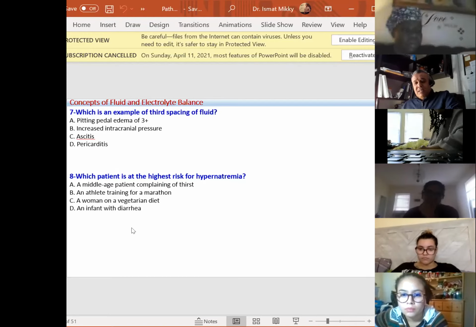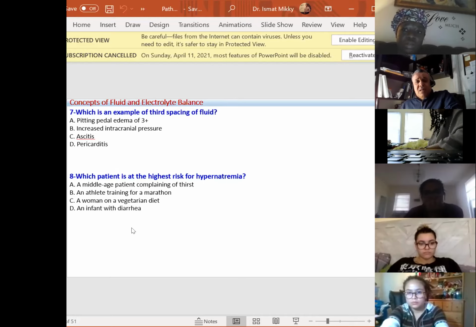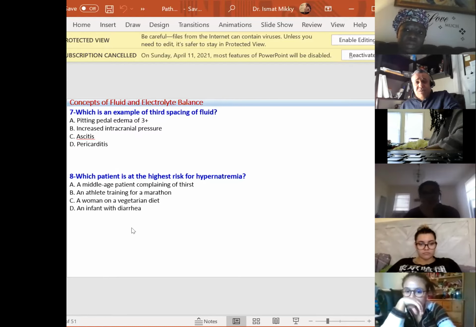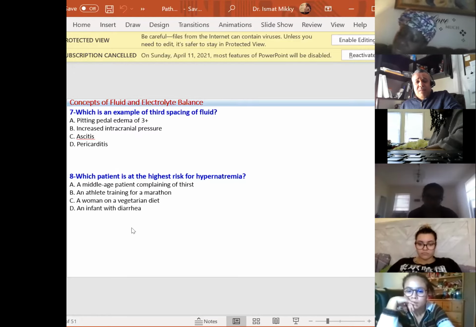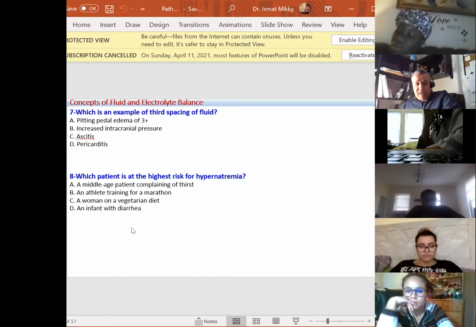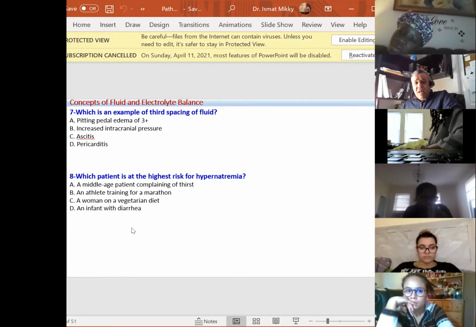A middle-aged patient who's complaining of thirst would definitely reach out to drink, or ask somebody to give them a drink, and that will resolve the problem. But an infant with diarrhea, the infant has a high percentage of body weight as fluid, as water, and is susceptible to fluid loss from diarrhea.